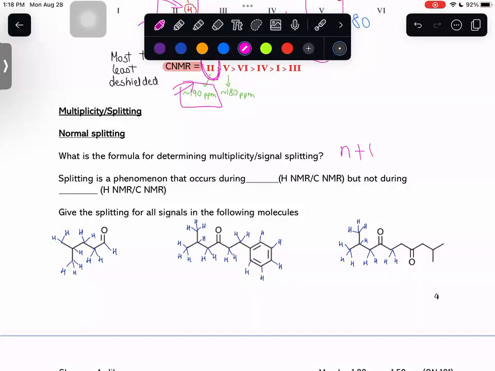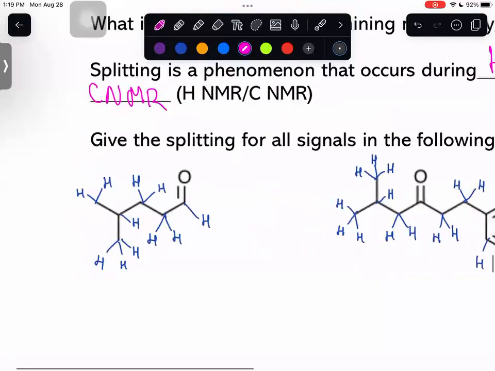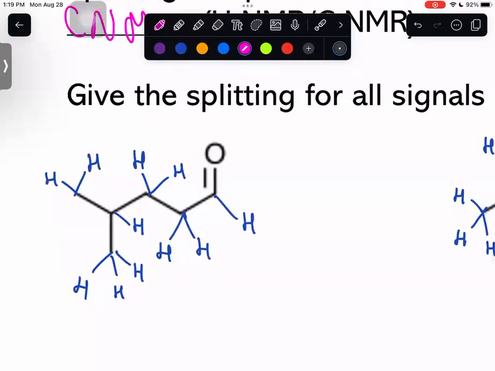Now, the splitting: am I going to see it in both HNMR and CNMR? How many of you think you're going to see it in both? No. CNMR is only singlets, right? Exactly, singlets. So we're only going to see splitting in HNMR, and you're never going to see splitting for CNMR. Now, let's start with the first molecule over here. First of all, how many signals do we see?